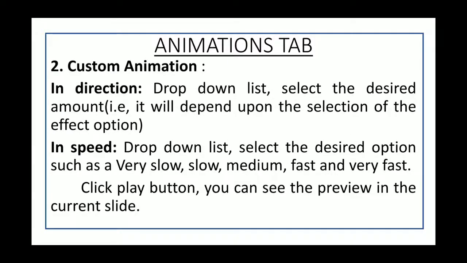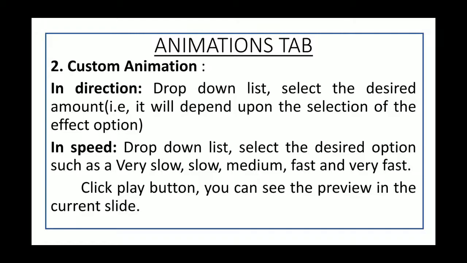Then there will be an option in direction, where also a drop down list will come. In that you can select the desired effect in direction. In direction, as I already told, there are down, left, right, up, those directions, or diagonal right, diagonal upright. Or custom path view also you can set. Then there will be speed. These all options are there in the custom animation task pane.